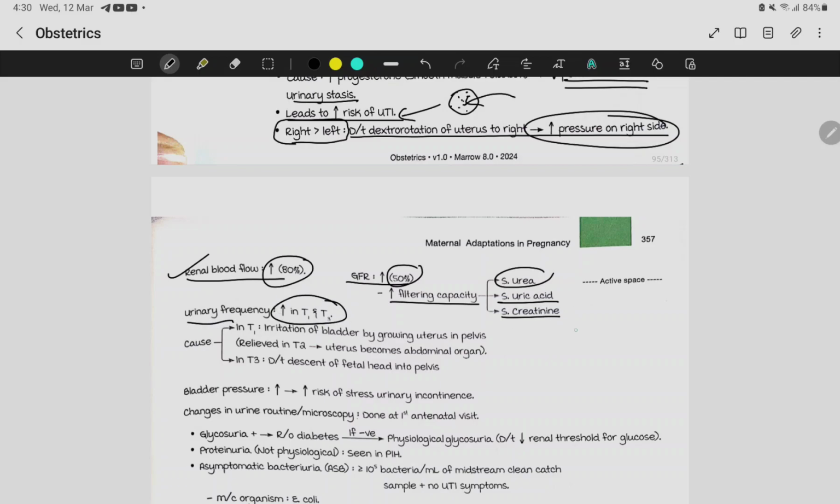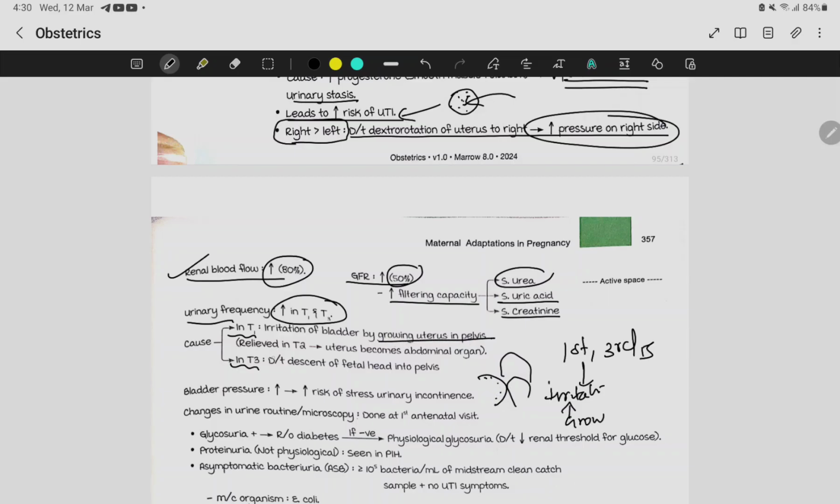Increase in urinary frequency, especially in the first trimester and the third trimester, takes place. What happens in the first trimester? What happens in the third trimester? In the first trimester, there is irritation of the bladder because of the growing uterus. This growing uterus will irritate the bladder, right?